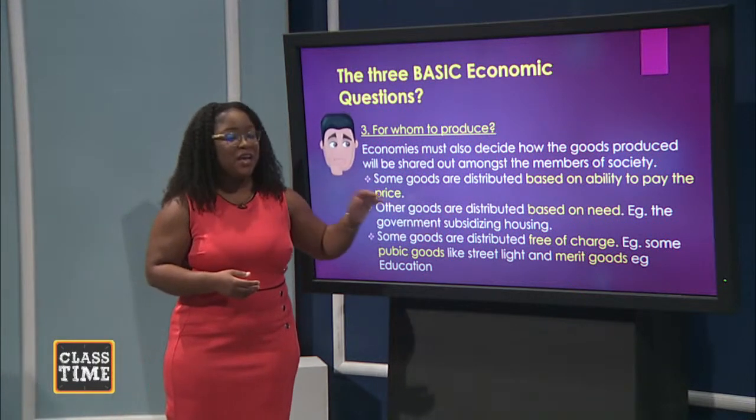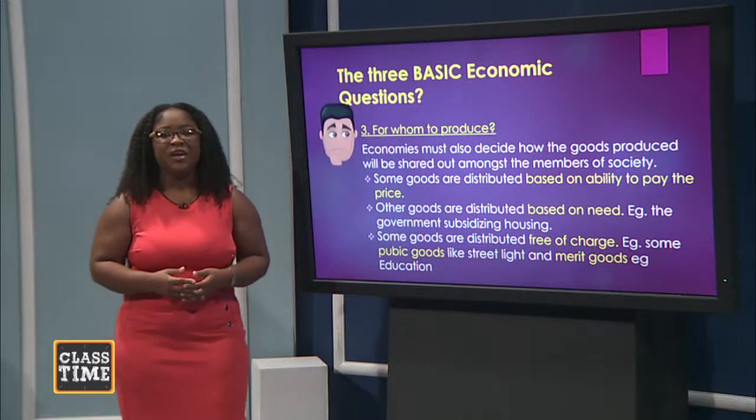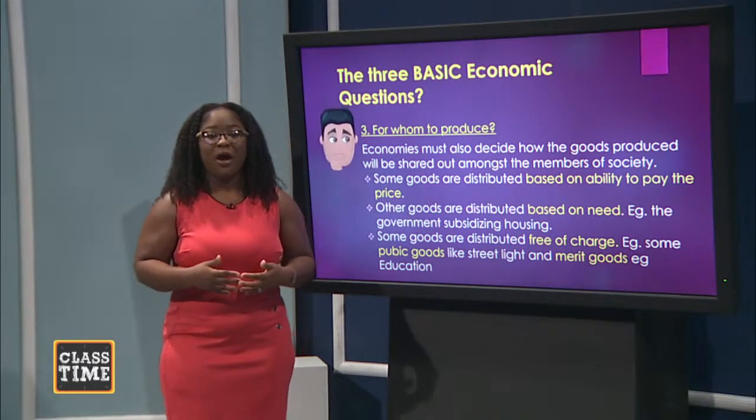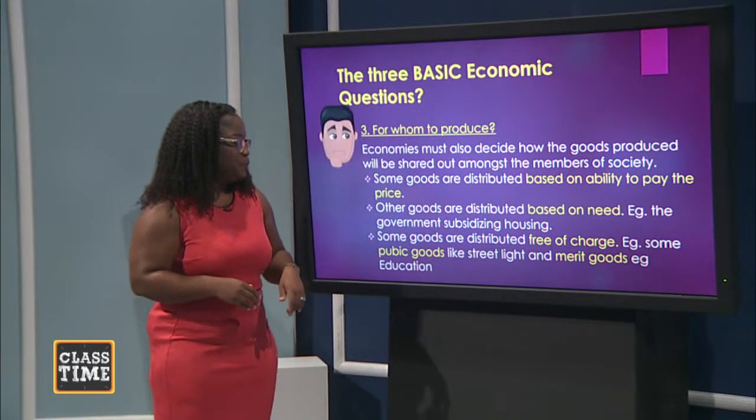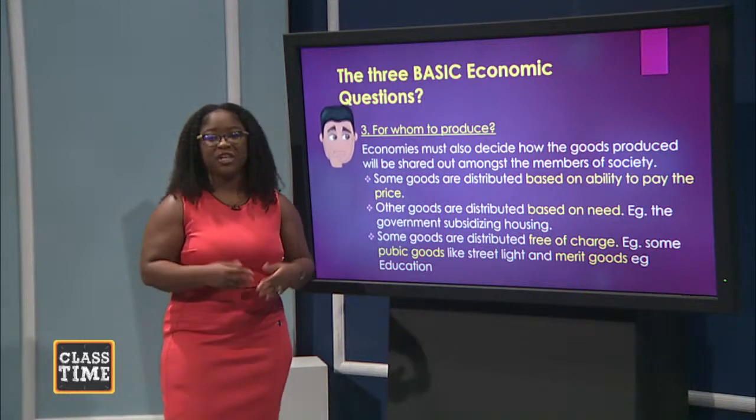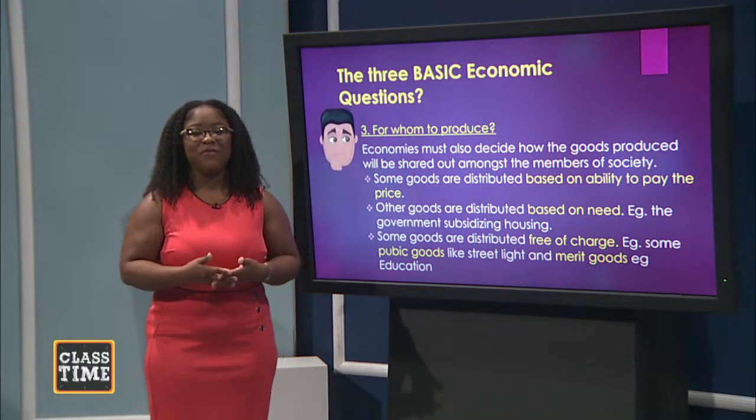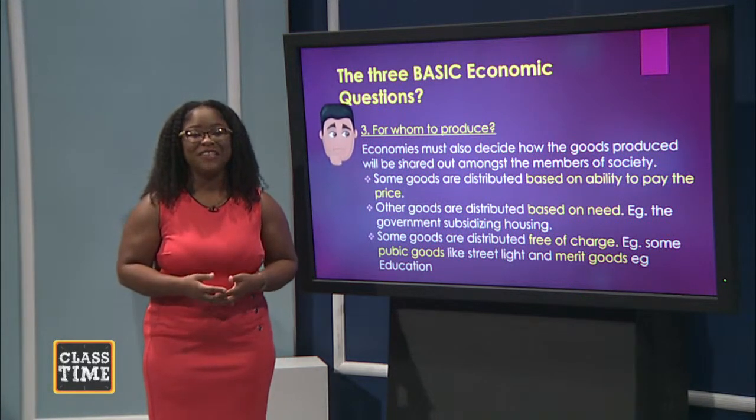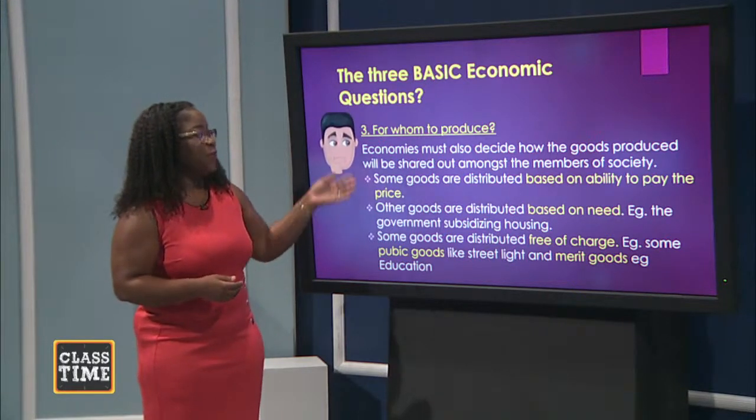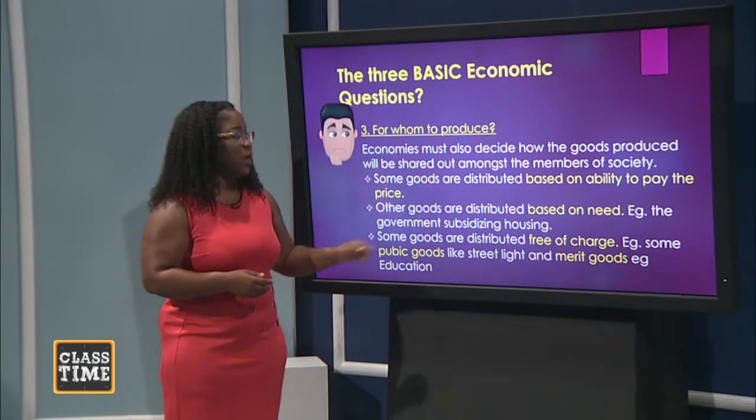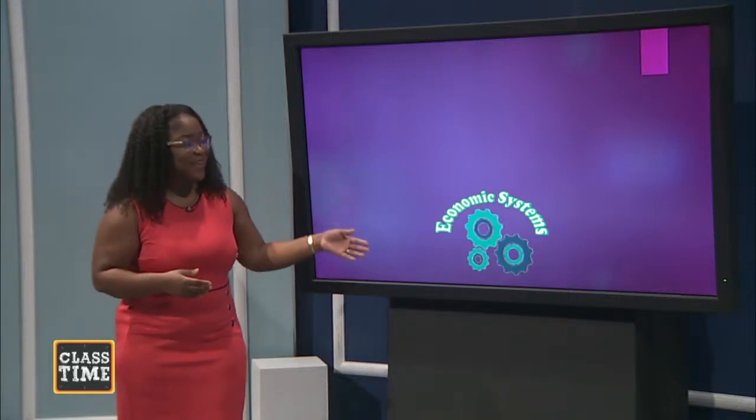And in other cases, they may produce merit goods, and these are goods we say that we don't pay the true cost, or the true benefit of the good outweighs the cost of it. So merit goods, for example, education and healthcare, like in Jamaica, we have a subsidy that is provided in these areas, or we consider these two services to be free. So in some cases, for whom to produce, these are some things that we do consider. Let's look at the meat of the matter, the economic systems.